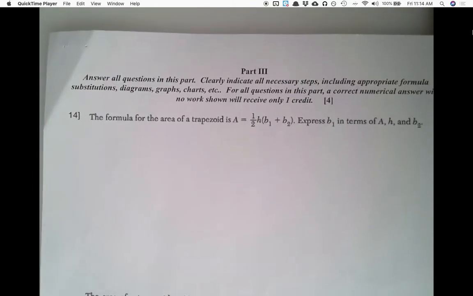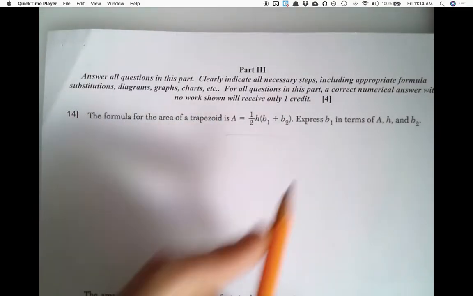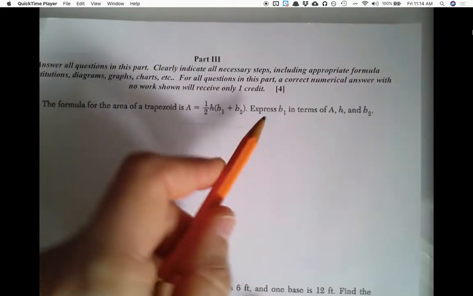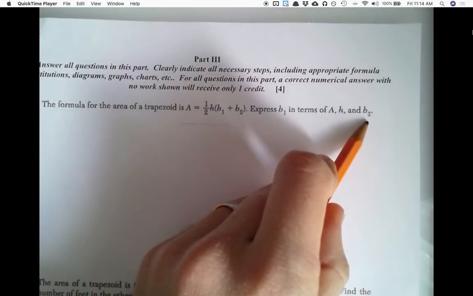All right, let's try that other literal equation, which is at the end of the test, question 14. A lot of people were getting scared by this one. But it says, all right, formula for area of a trapezoid, blah, blah, blah. Here's the formula you're working with. Express b1 in terms of A, h, and b2.